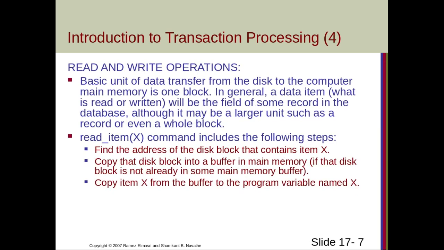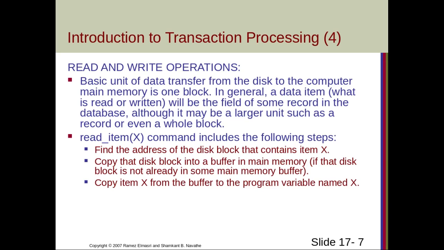Now, read and write operations. The basic unit of data transfer from the disk to the computer main memory is one block. That means reading as well as writing is done as a block. Suppose that the block size is, say, 512 bytes. Then you either read data as 512 bytes, or you write data as a 512 byte unit. That is called a block. In general, a data item will be a field of some record in the database. Also it may be a larger unit such as a record or even a whole block.